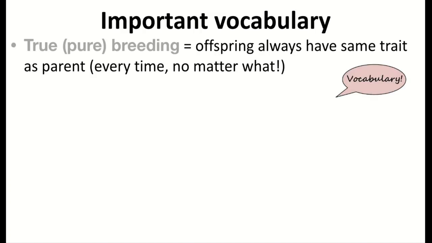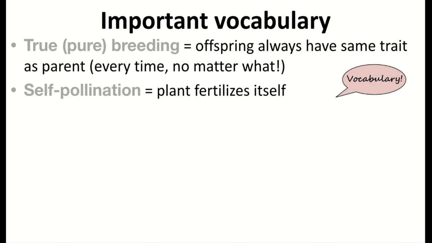Before I begin, I want to cover some important vocabulary. If you ever hear me say true or pure breeding, that means the offspring is always going to have the same trait as the parent no matter what. So if I was taking a purebred golden retriever and crossing it with another purebred golden retriever, I know exactly what genetics I'm getting in the offspring. That puppy is going to match the parents and also be a purebred golden retriever.